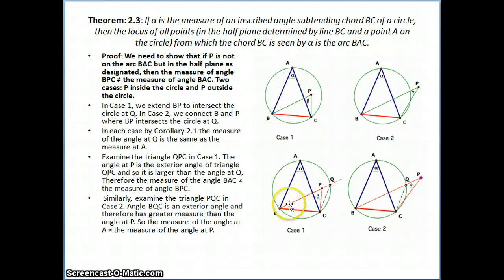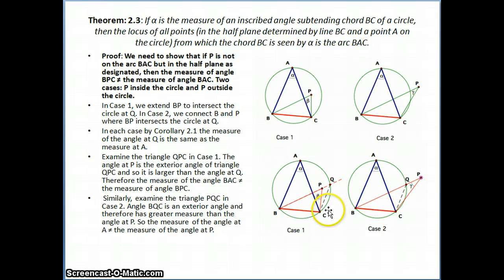In the first case, inside the circle, we extend this line segment BP, intersecting the circle at point Q, and we connect C and Q. So we get this triangle PCQ here. In the second case, we don't say extend, we just connect B and P, and because P is outside, the line segment BP must intersect the circle at a point. We also call it Q, and then we can also connect C and Q. So we get these two triangles, either PQC or this triangle PQC here.